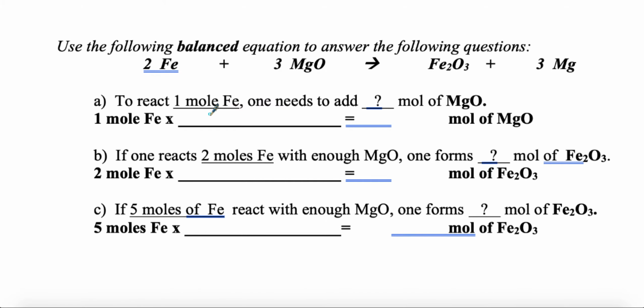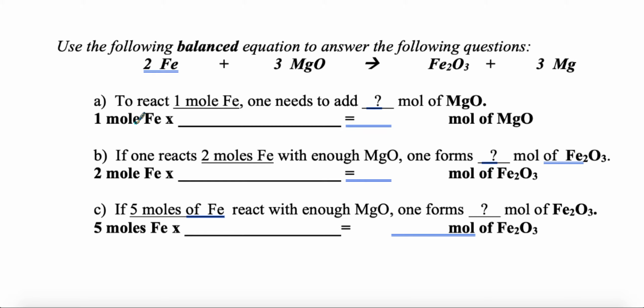So let's take a look at this reaction here. Two irons have to combine with three magnesium oxides to produce one iron 3 oxide and three magnesiums. This is essentially our recipe that we're going to follow. So if I have 1 mole of iron and I want to know how many moles of magnesium oxide I need to add to match that, it is just like if I had 1 egg and I need to figure out how many cups of chocolate chips I need to match that for my recipe.